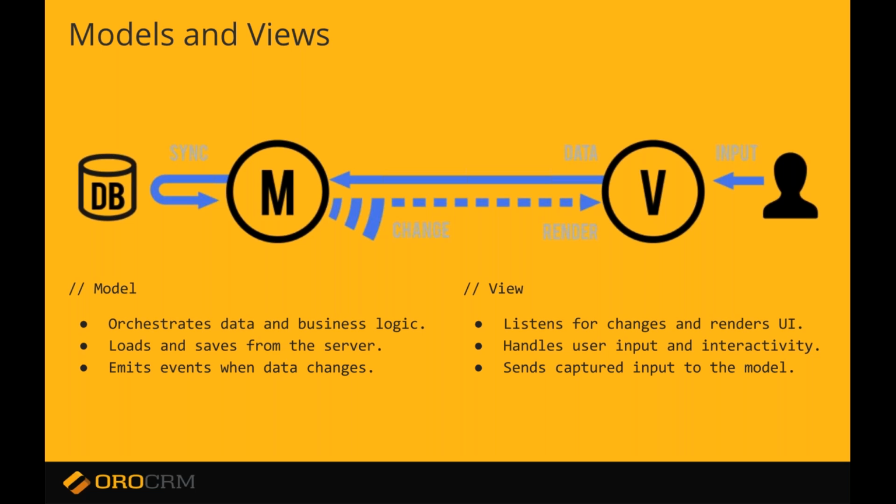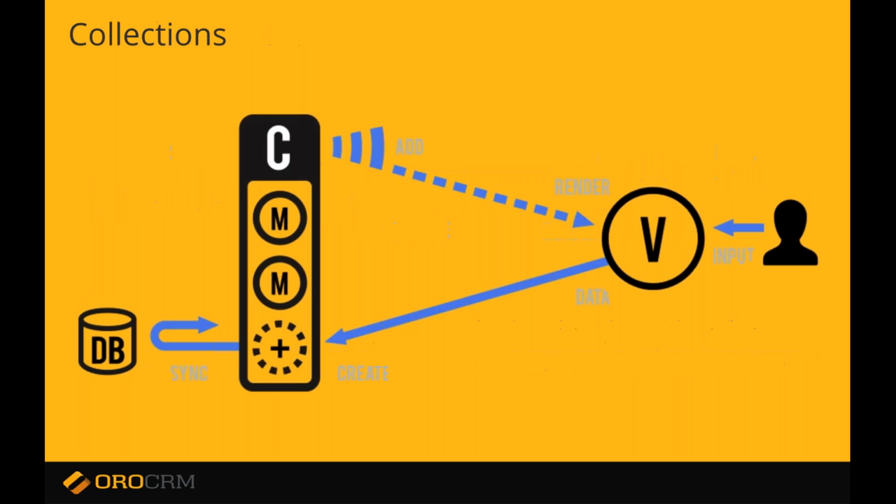View is aimed to reflect model data on the front end, on a user interface, and provide a way for the user to interact with the interface and update the data of the model. So that's the basic principle of Backbone.